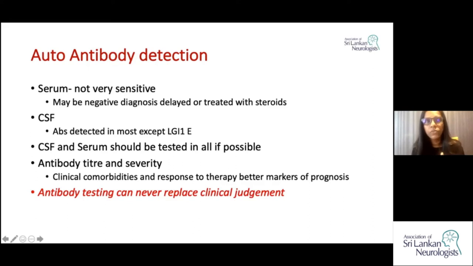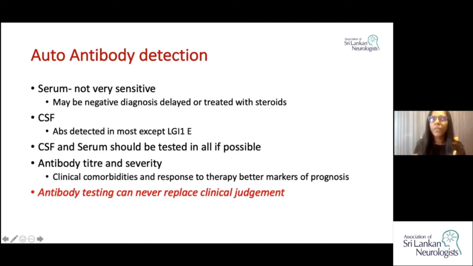For different reasons, you may not detect it in the serum. Whereas in the CSF, in most of the autoimmune encephalitis, the CSF is definitely more sensitive and the chances of detection of antibodies is high. The only exception is LGI1 antibody encephalitis, where CSF may not detect the antibody. You may detect it in the serum.